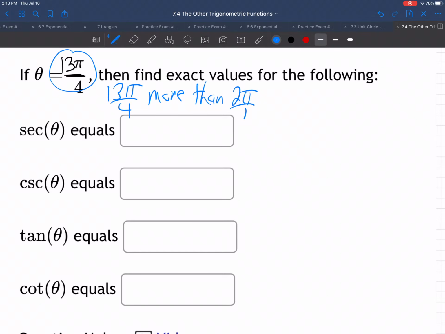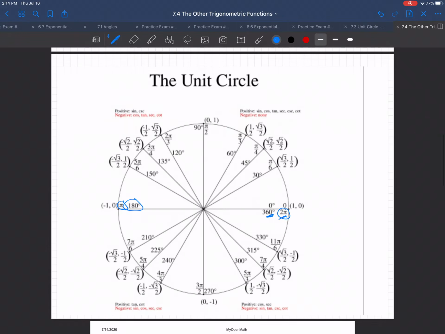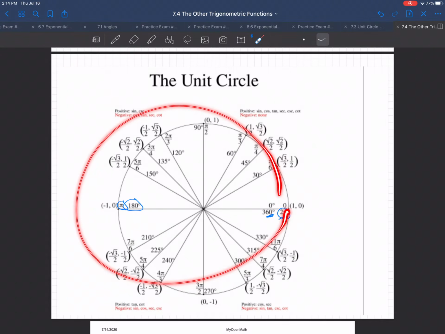Let's prove it. 2 pi is 2 pi over 1. Multiply top and bottom by 4 to get a common denominator so that we can compare it, and you get 8 pi over 4. That's the same as 2 pi, isn't it? 8 divided by 4 is just 2. So 13 pi over 4 is clearly more than 8 pi over 4, which is equal to 2 pi. It's more than the whole way around. So 13 pi over 4 is all the way around the unit circle and then some.